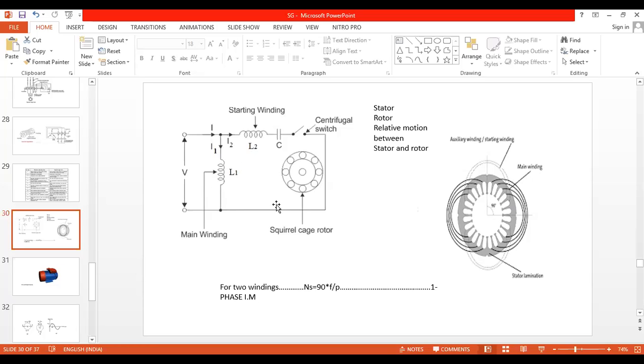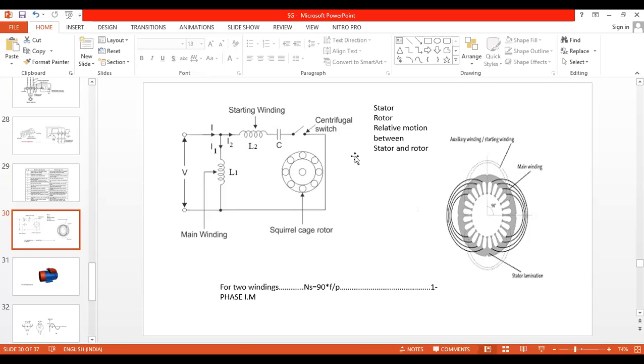The speed of rotating magnetic field is Ns is equal to 90 F by P. For 3-phase it is 120 F by P, and for single phase it is 90 F by P. The rotating magnetic field cuts the rotor conductors. As a result, current flows through the rotor conductors, and hence rotor conductors create their own magnetic field, represented by phi c, the rotor conductor magnetic field. Due to the interaction of both the magnetic fields, the induction motor starts to rotate. So you can put this diagram, that's enough theory explanation.